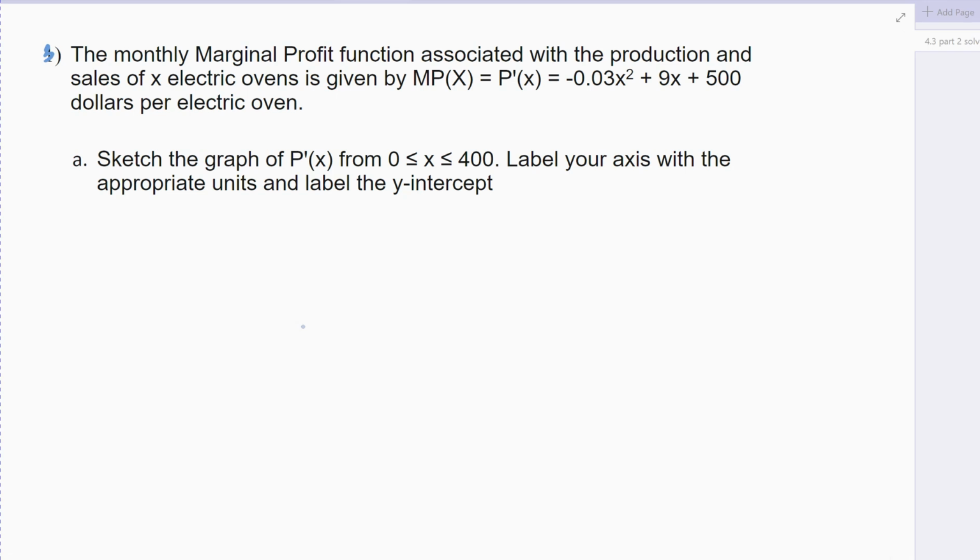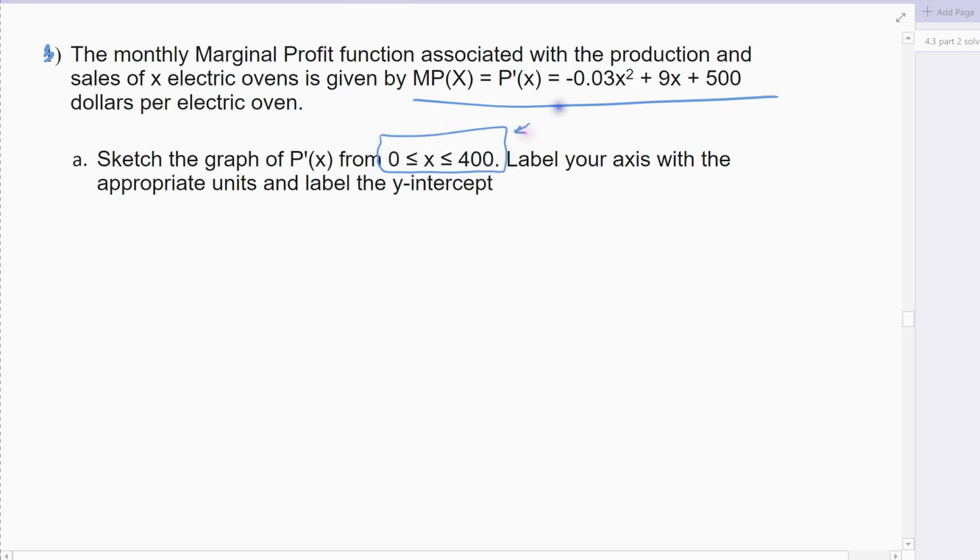Alright, so suppose we're given the marginal profit function. Our marginal profit, which is the derivative of the profit, is given, where x represents the number of electric ovens, and there's my derivative function, my rate of change, in dollars per electric oven. Sketch the graph of the derivative over the domain 0 to 400. This is kind of trying to help you out with your window.